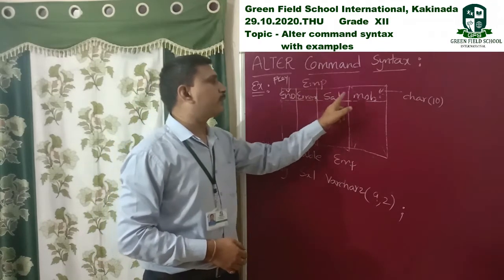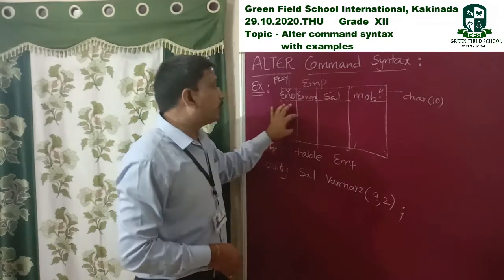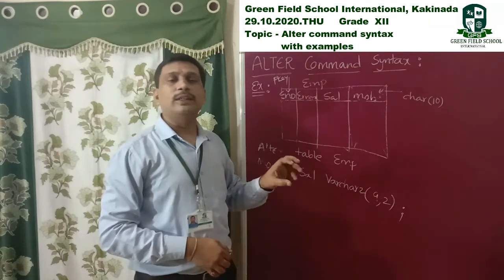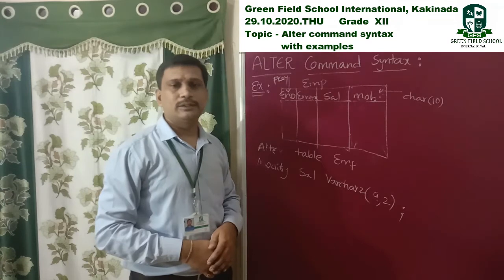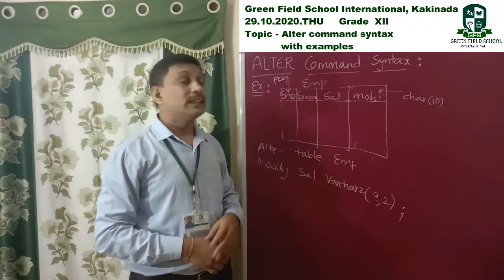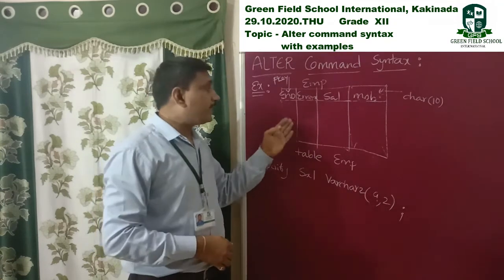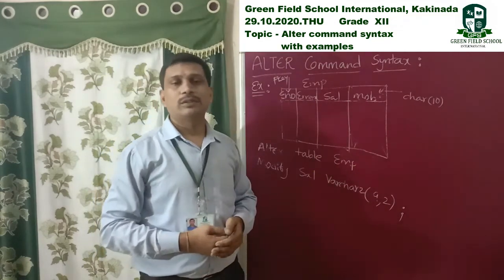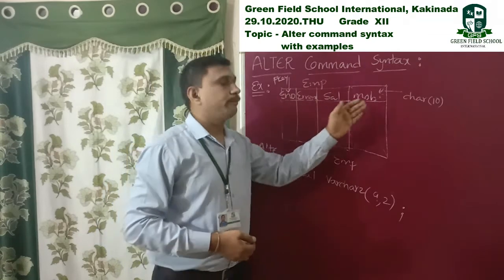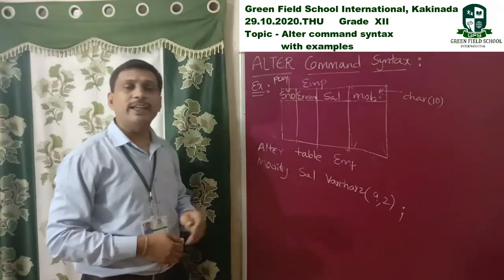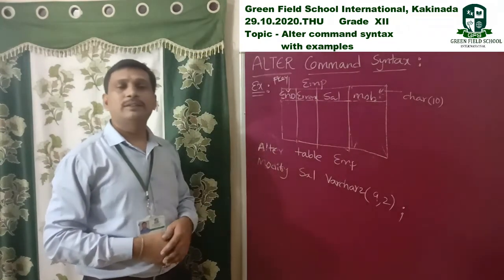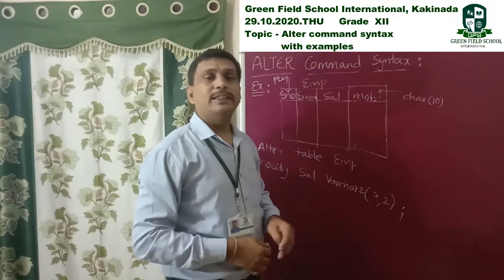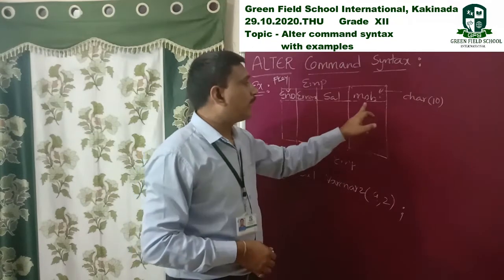Employee number, employee name, salary, mobile number columns, without any data. Suppose no data is there, just only the database structure is there for this particular table. That's why I can change the data type and size for any column with modify, with the alter table command. See how to modify the data type of this particular column.